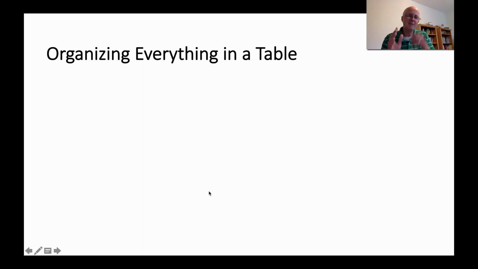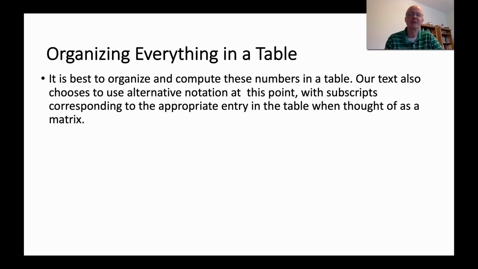But it's going to be easier to remember this stuff if you organize it all in a table. It's best to organize and compute these numbers in a table. Our textbook for my students, again this one right here, also chooses to use an alternative notation at this point, using q's instead of p's, and using just 2 subscripts for every number instead of a bunch of subscripts. Those subscripts correspond to an appropriate entry in the table when it's thought of as a matrix, although the first column and the first row will be thought of really as the 0th column and the 0th row.